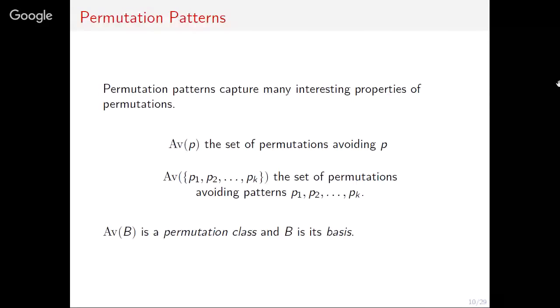And this is the fundamental question in permutation patterns: considering the permutations that avoid a certain set of permutation patterns, and trying to understand them, to describe them somehow. And one way to do that is to simply enumerate all these permutations in the class.